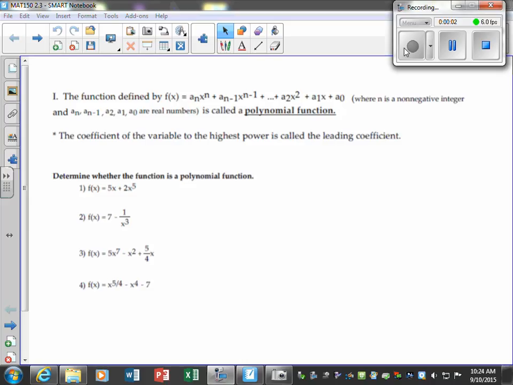Alright, section 2.3, we're going to talk about polynomial functions, and they're defined by f of x equals, if you would just take a minute and read through this, where n is just a non-negative integer, and the a sub n, a sub n minus 1, a sub 2 are just the real numbers. It's called a polynomial function, where the coefficient of the variable to the highest power is called the leading coefficient.